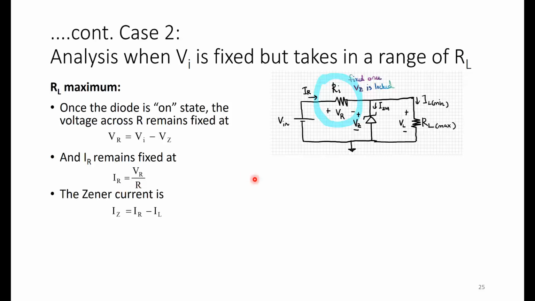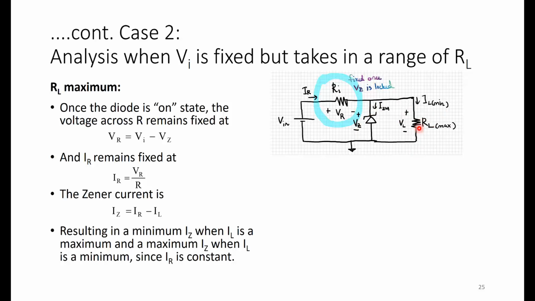What am I getting at here? If IR is fixed, we can find a maximum value for IZ and IL, because how IR is distributed between RL and the Zener diode depends on the value of RL. This results in a minimum IZ when IL is a maximum, and a maximum IZ when IL is the minimum, since IR is a constant.